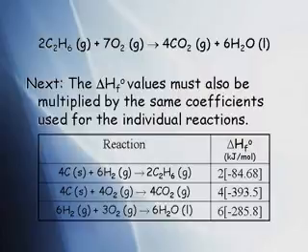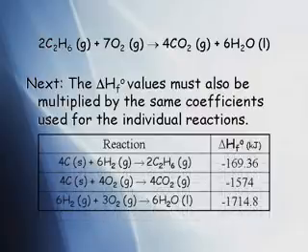So because we multiplied the reaction for the formation of ethane C2H6 by 2, we have to multiply its enthalpy of formation, negative 84.68 kilojoules per mole, by 2. We do the same thing for the carbon dioxide and for the water. So you can see that reflected here.